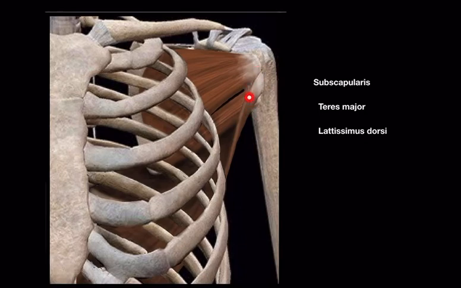So now what will be its action? Its actions will be similar to that of teres major, because it can adduct, extend and medially rotate the humerus. So that is Latissimus dorsi.